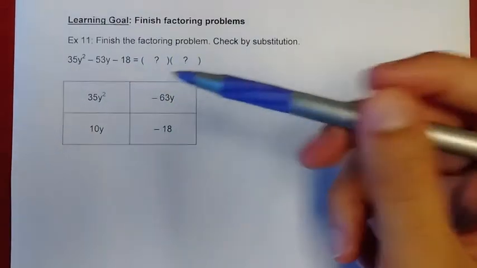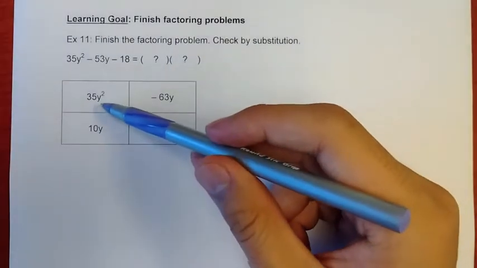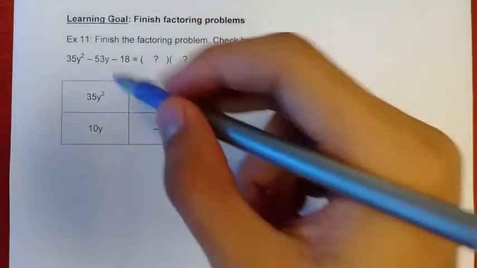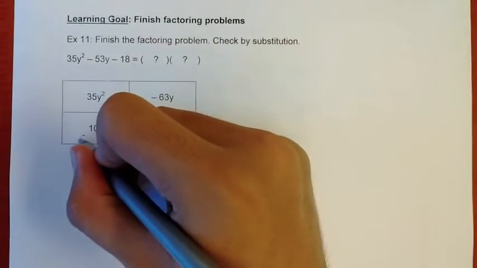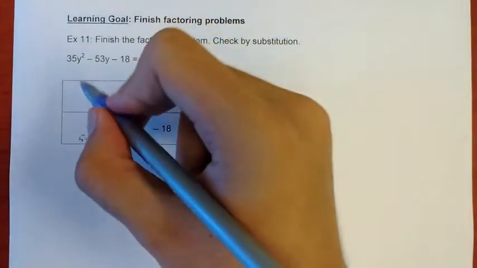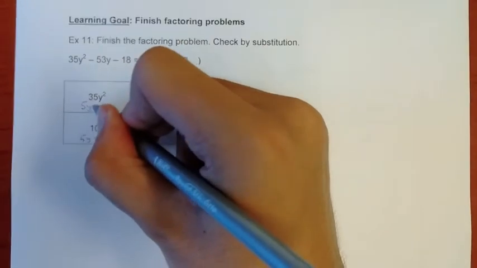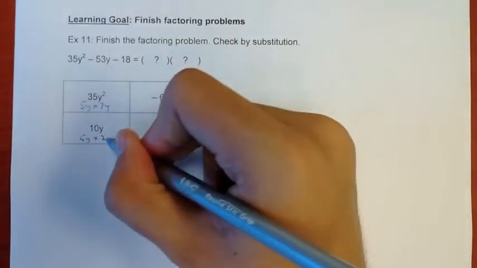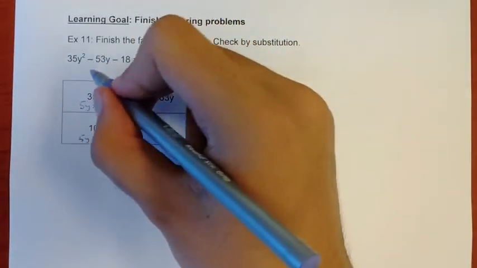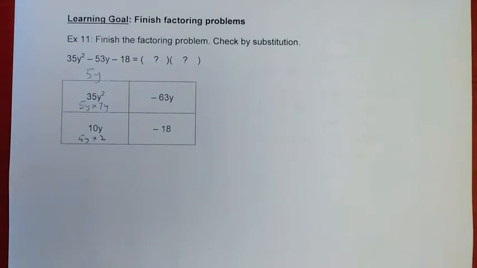So let's start with the positive numbers in the square, and notice that their greatest common factor is 5y, because 10y is 5y times 2, and 35y squared is 5y times 7y, and 2 and 7y have nothing in common. So once again, we can be confident in writing 5y at the top over here.